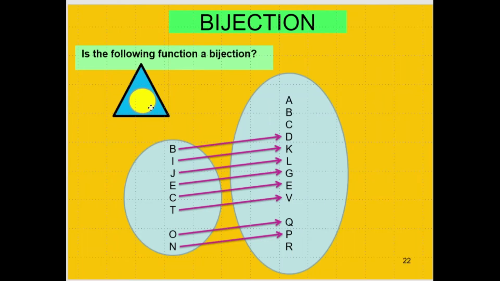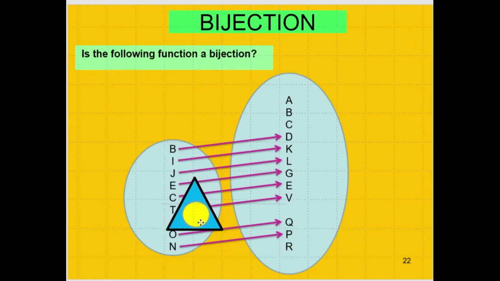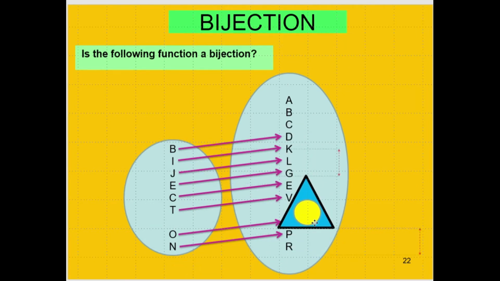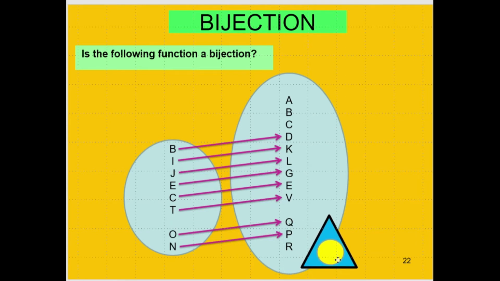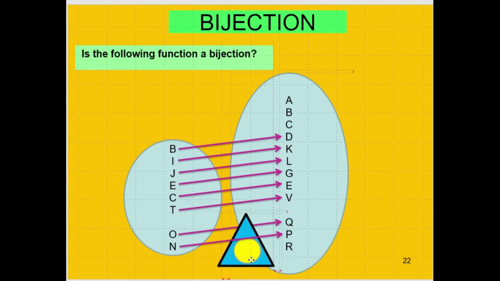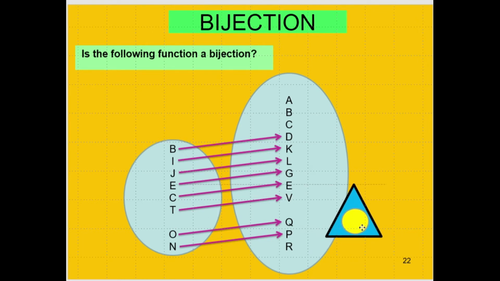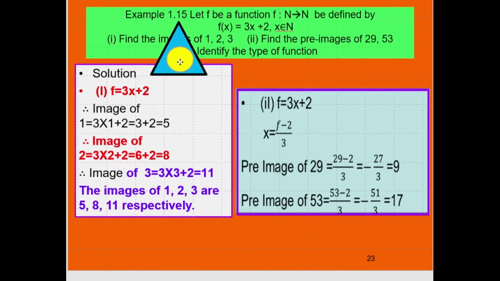A similar function is shown in an arrow diagram. Is this also a bijection? The domain contains A, B, C, D, and the codomain K, L, G, E, V, Q, P, R. This is not a bijection. This is one-to-one but not onto. Hence not a bijection.